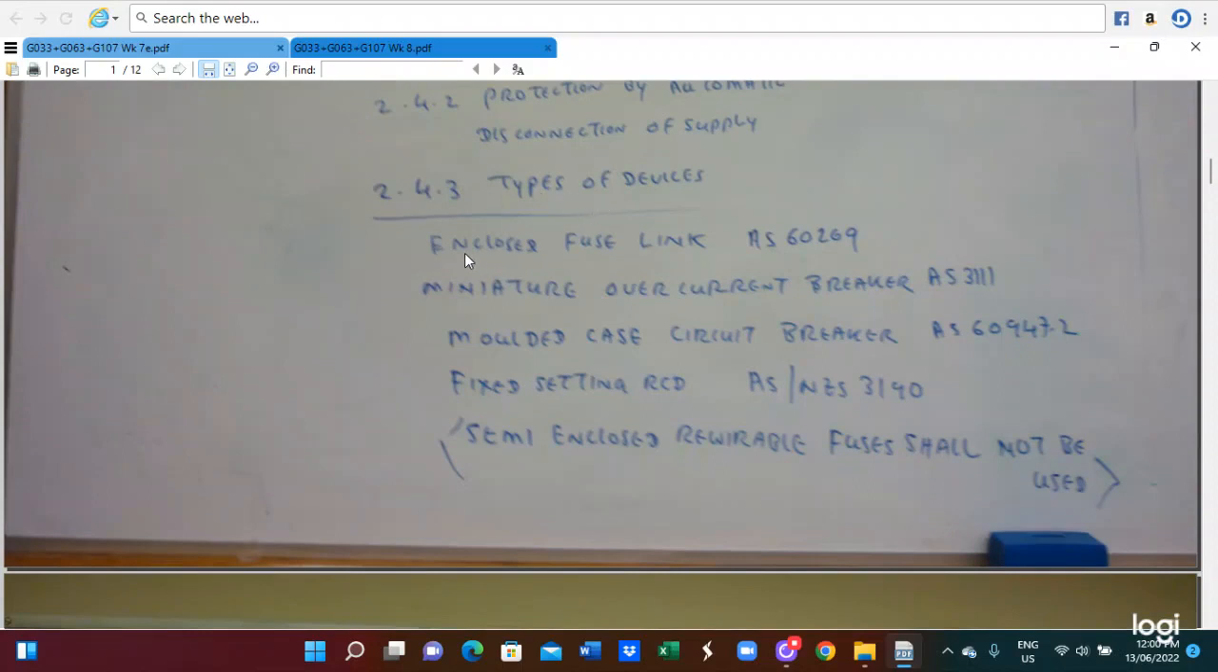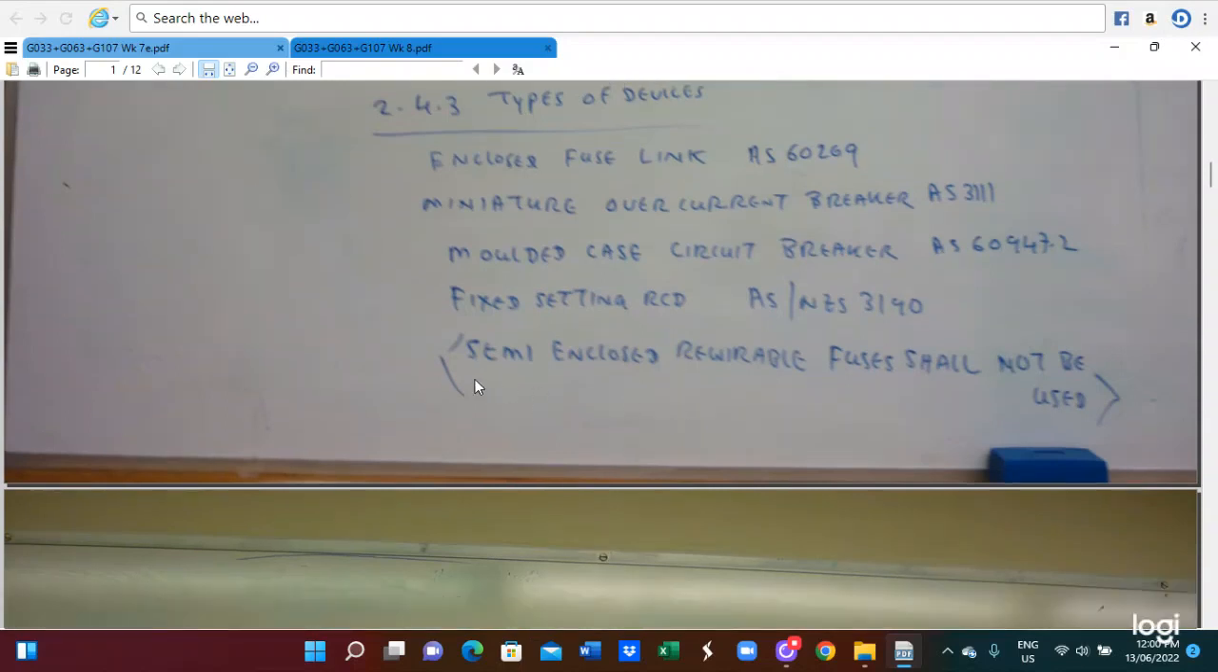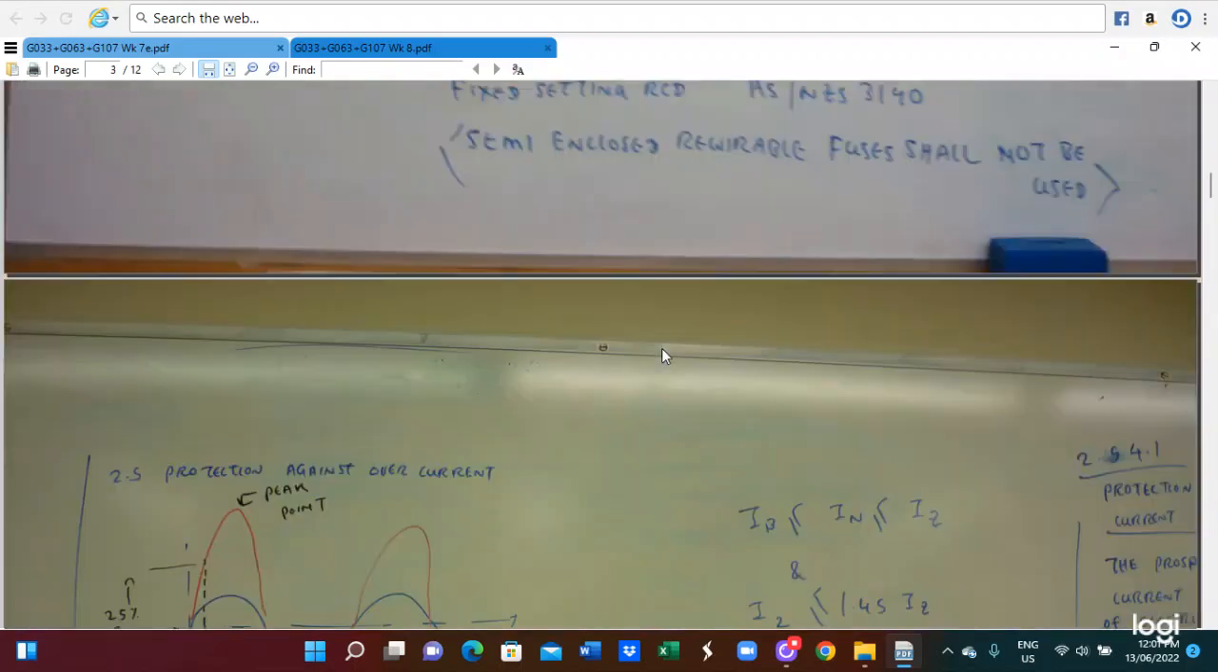It includes the enclosed fuse link, AS 60269, miniature overcurrent circuit breakers, AS/NZS 3111, and moulded case circuit breakers, AS 60947.2, and fixed setting RCDs, AS 3190. Also the semi-enclosed rewirable fuse shall not be used. This is the kind of equipment used for circuit protection.